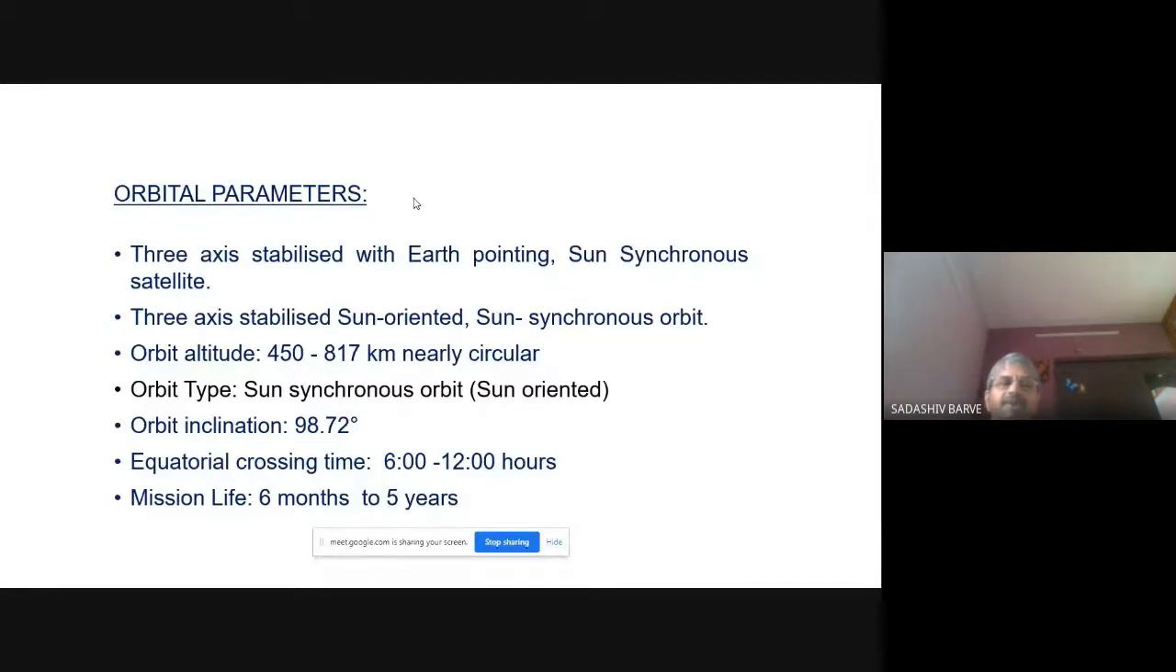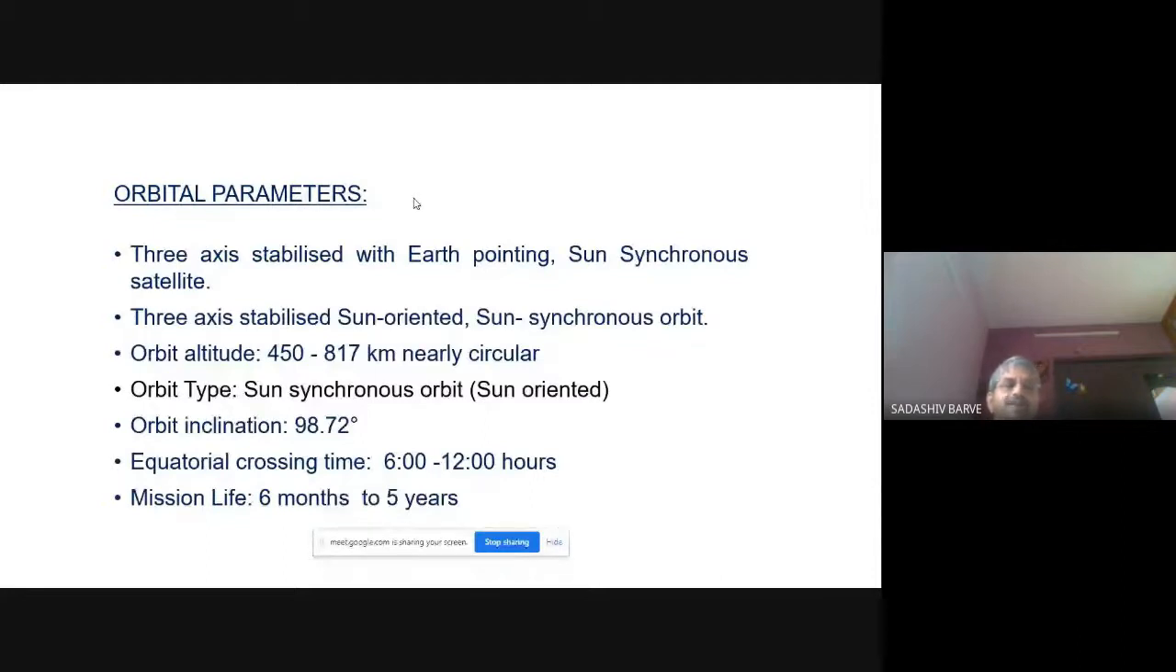So what they do is generally hold the satellite in this position, and the satellite moves around the Earth. Whenever they want to take imagery, they rotate the satellite such that the camera looks exactly at the target on the Earth, whichever portion we need to image, and it comes back after the imaging is over. That's why most of the recent satellites we come across are three-axis stabilized, sun-oriented, sun-synchronous orbit.